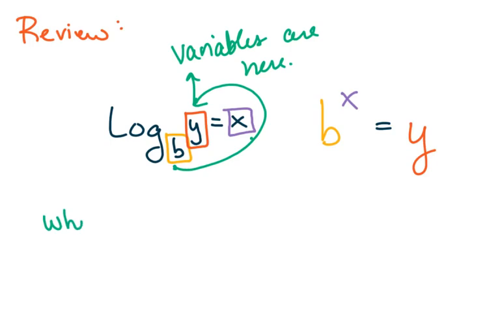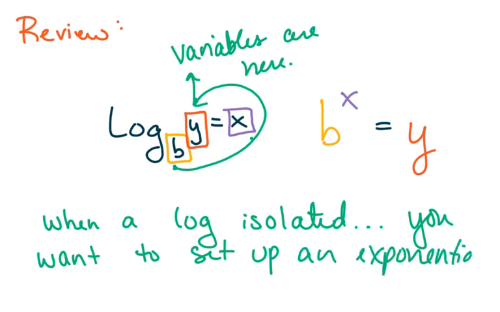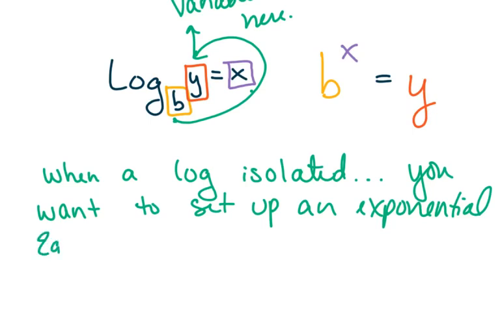So when a log is isolated, you want to set up an exponential equation. Key word here is isolated, and you'll see what that means here in just a few minutes. Okay, so I want to go through just a few examples of what I mean by this before I ask you to solve some on your own.